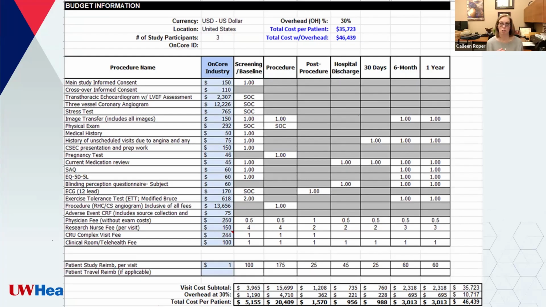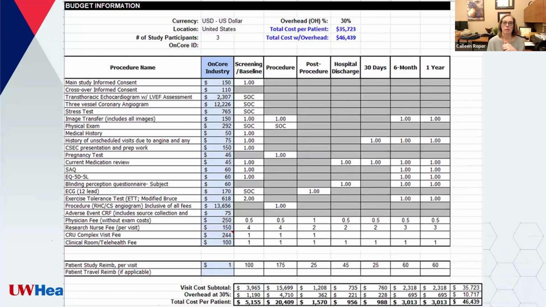For the clinical research unit, if we have a procedure that's right on the edge between the different levels they provide, like right on the edge between a level 2 and a level 3, we will always budget at level 3. We'll just go with the higher one.